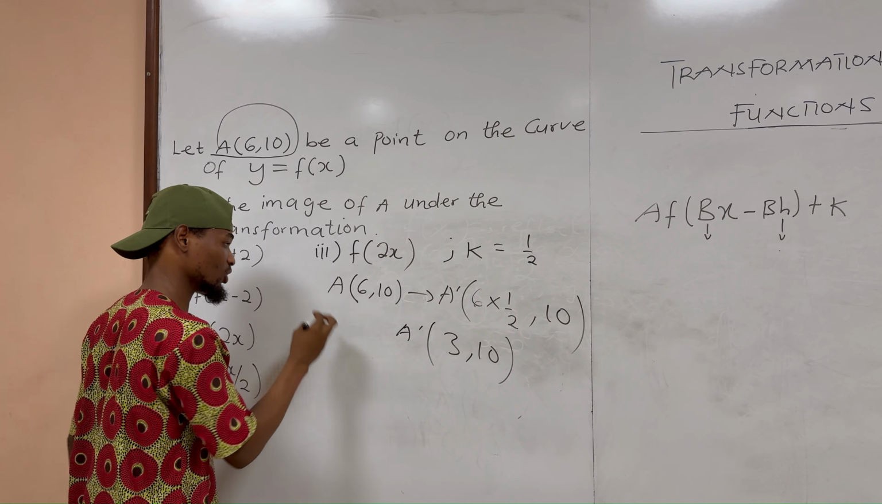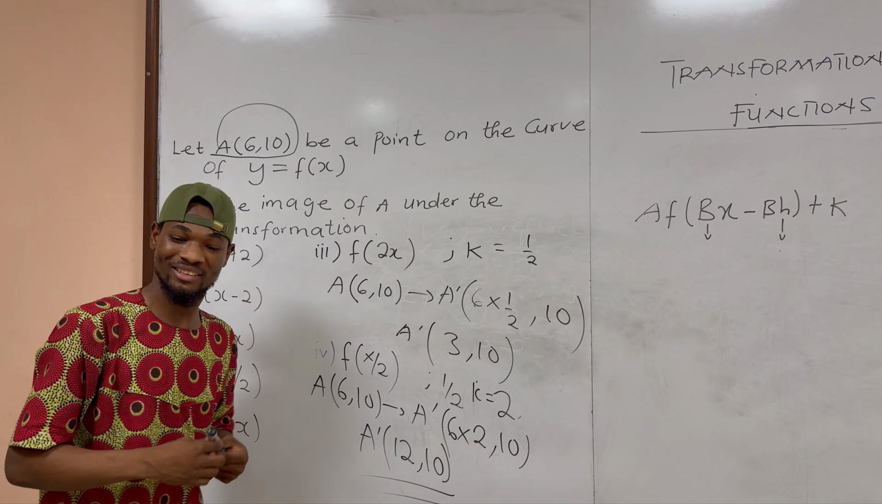Then I was given 6, right? So I have my 6, then times the scale factor, which is my k, 2. Then times 2. Then comma, I have my 10 over here. So A prime, the image of A, becomes 6 times 2 is 12, then comma, I have my 10. As simple as that.